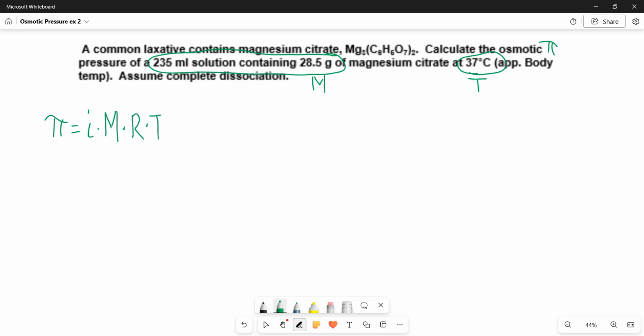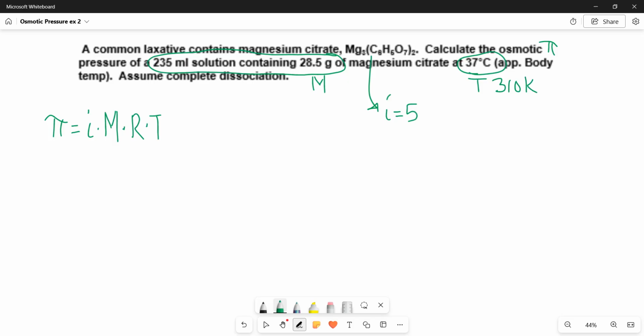And so for the Van Hoff factor, if we look at this formula, we have 3 magnesiums and 2 polyatomic ions called citrate. 3 and 2 is 5. So the Van Hoff factor is going to be 5 here. For temperature, we have to add 273, so we get 310 K.